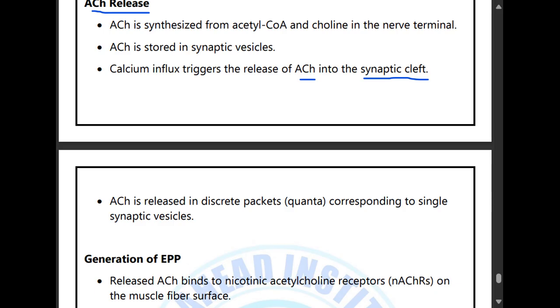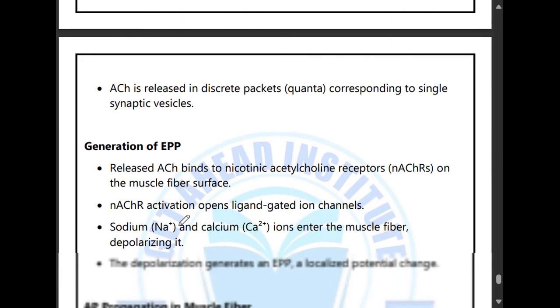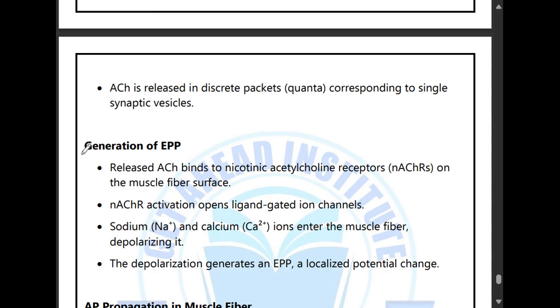Okay, so these receptors are actually ligand gated ion channels that, when acetylcholine binds to them, allow the influx of sodium and the efflux of potassium. And when that occurs, it will lead to depolarization of the muscle fiber membrane. Okay, then that will lead us to our third subheading, which is generation of end plate potential.